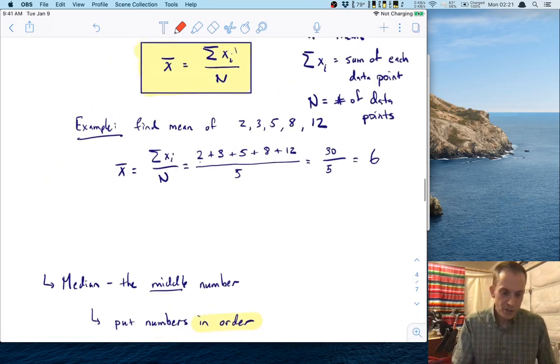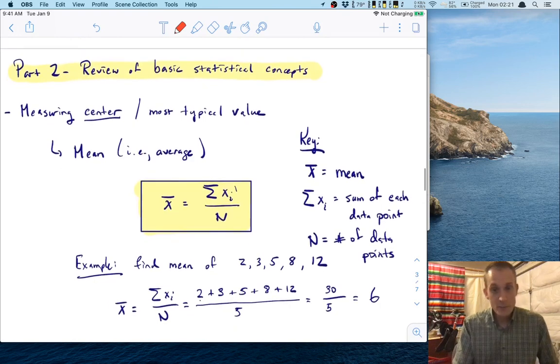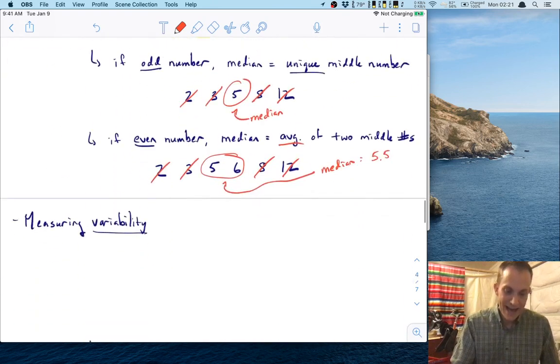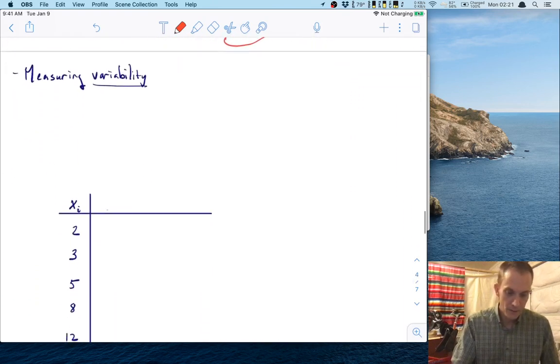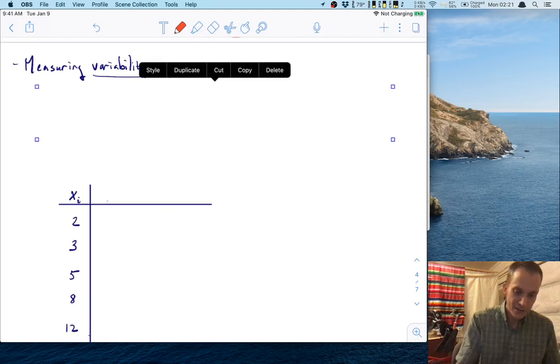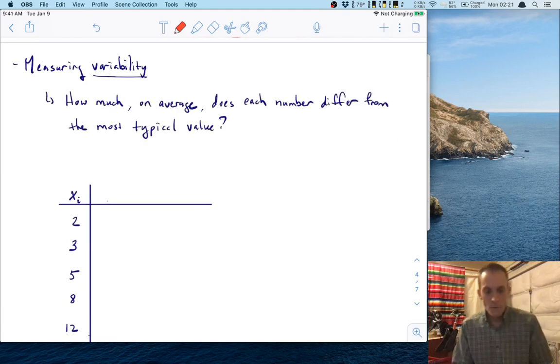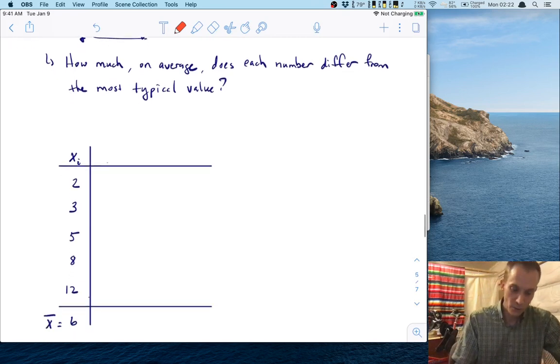So that covers measures of center. Now, if you remember from the very beginning of the lecture, we also talked about measuring variability. So that's the last thing that we're going to cover today. So what do we mean by measuring variability? What we mean is we want to ask, how much on average does each number differ from the most typical value? That's what a statistician means when they say, I want to measure the variability.